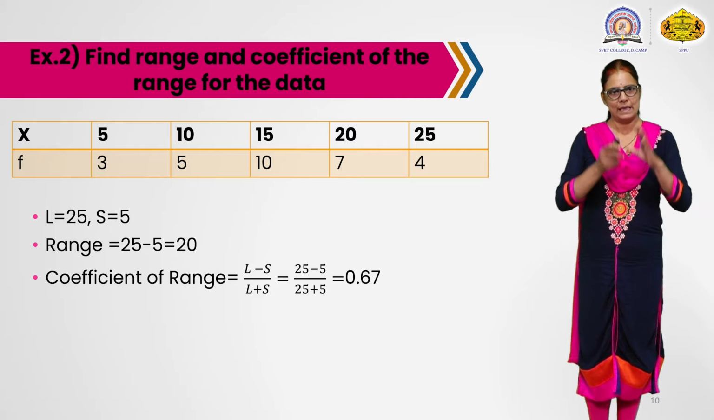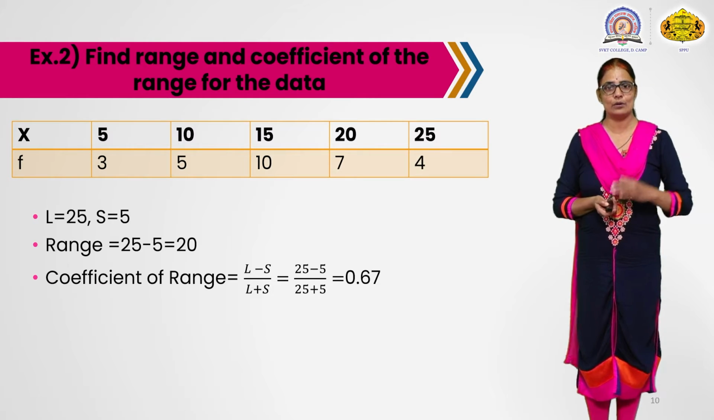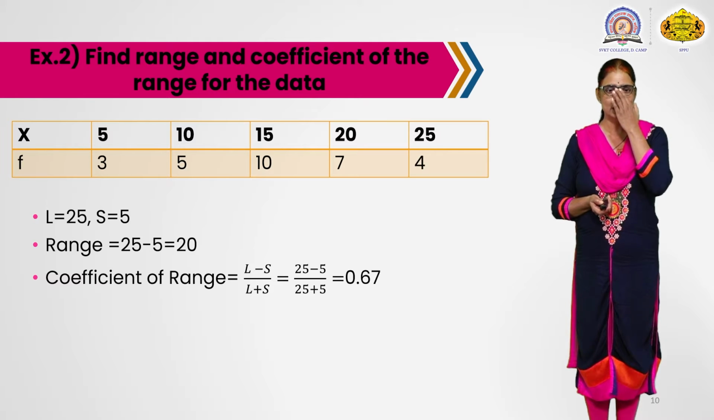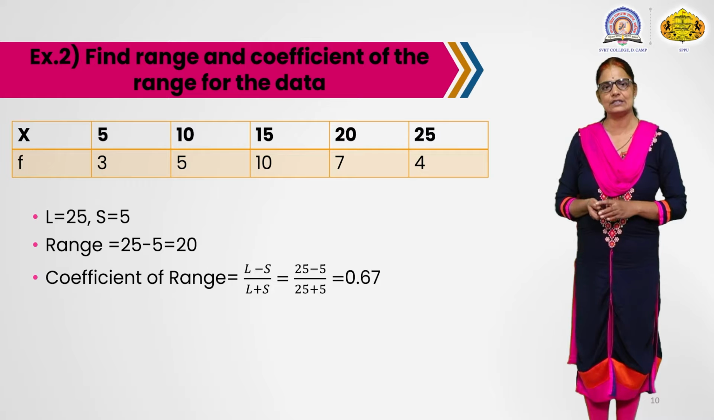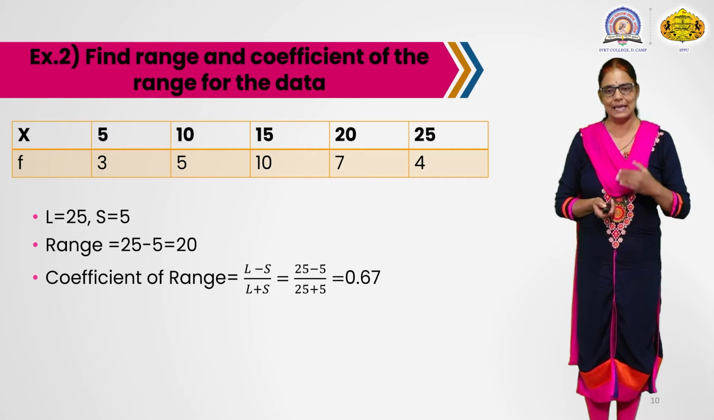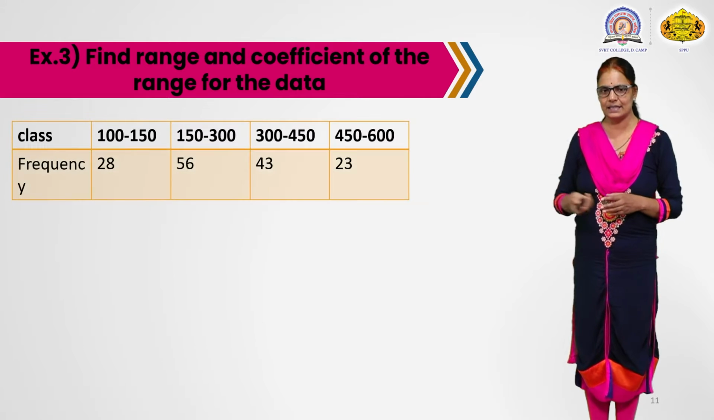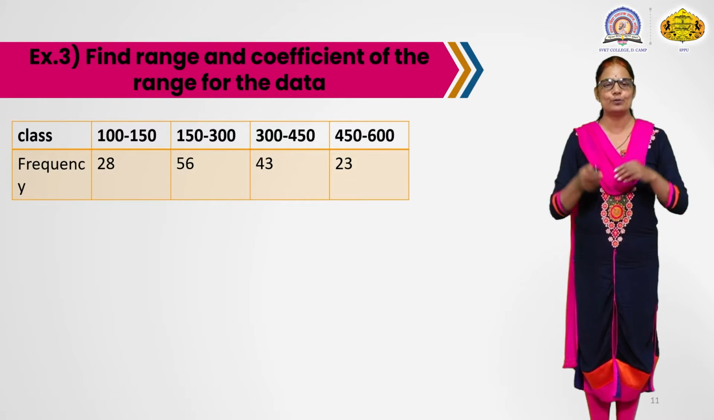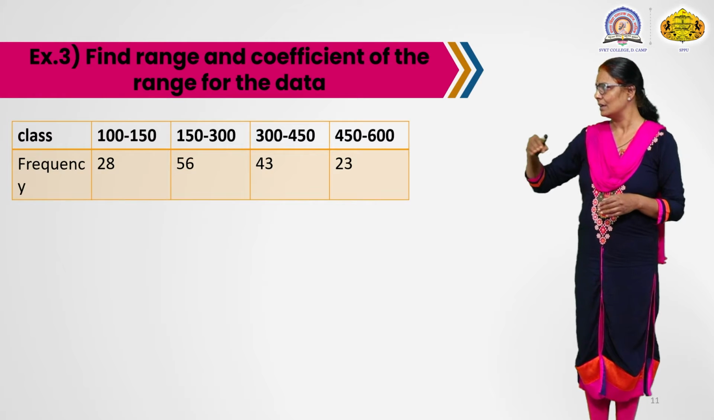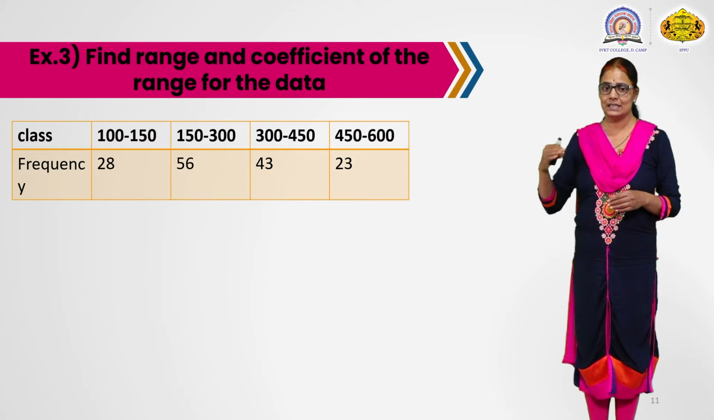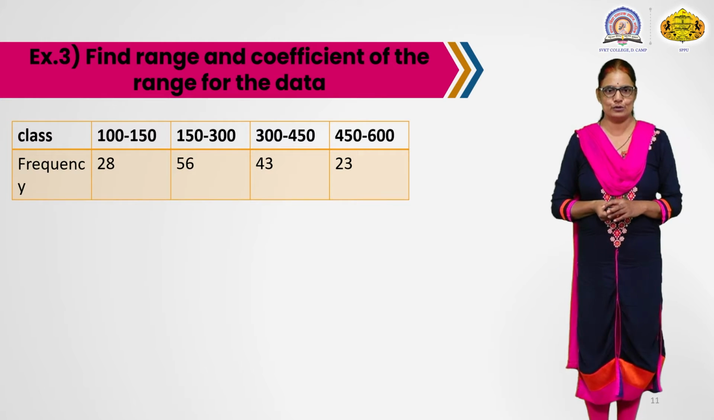Now let us consider the next problem. The previous one was the second type of data, ungrouped frequency distribution. If data is represented as a grouped frequency distribution, see how to calculate the range and coefficient. This is our third example. We are given a grouped frequency distribution. Observe that in this problem the data is an exclusive type of frequency distribution.